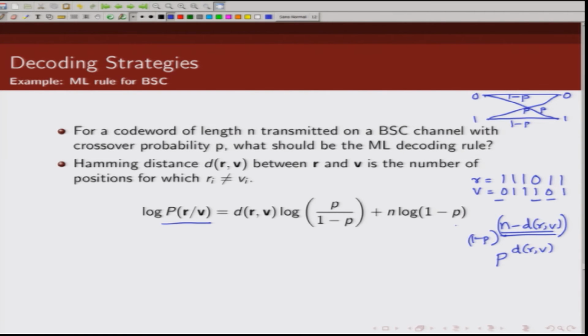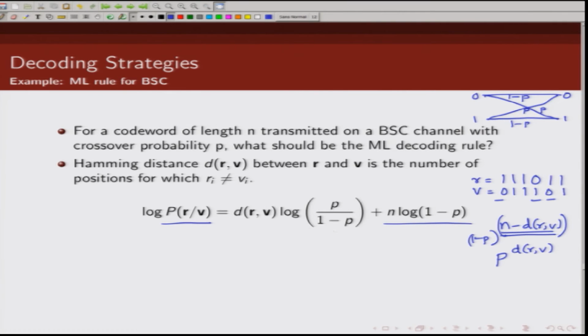So, to maximize this probability, we have to choose our v hat such that this is maximized. Now, look closely at both of these terms. Let us first look at this term. Does this term depend on selection of v? No, it depends on n, which is the code word length, and on the crossover probability p. So, whatever v we choose, it does not change this probability. In other words, to maximize this, we will have to maximize this first term.